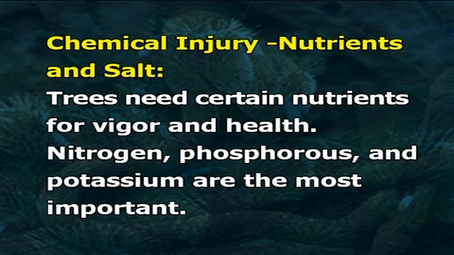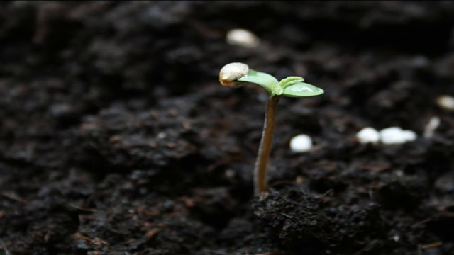Trees need certain nutrients for vigor and health. Nitrogen, phosphorus and potassium are the most important ones. Other major and minor nutrients are also essential. Lacking specific nutrients can affect tree growth and cause leaf chlorosis, yellowing and necrosis. One sure way to avoid having deficient elements is to take a soil analysis.